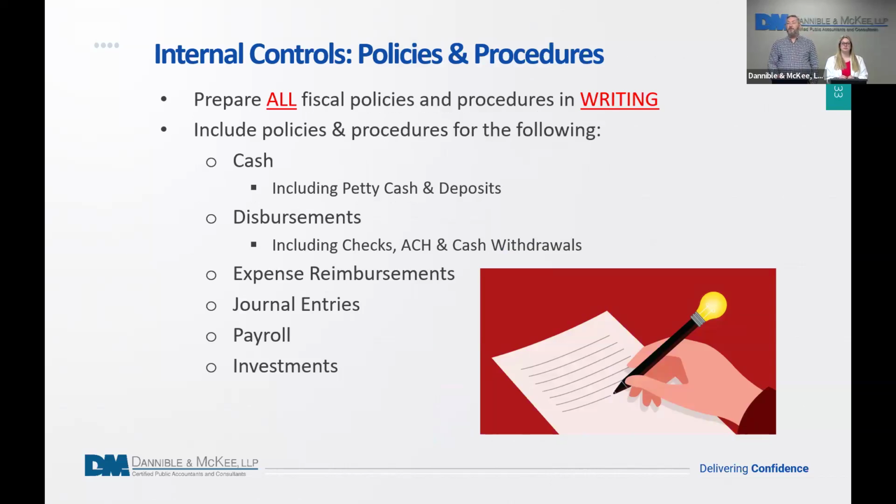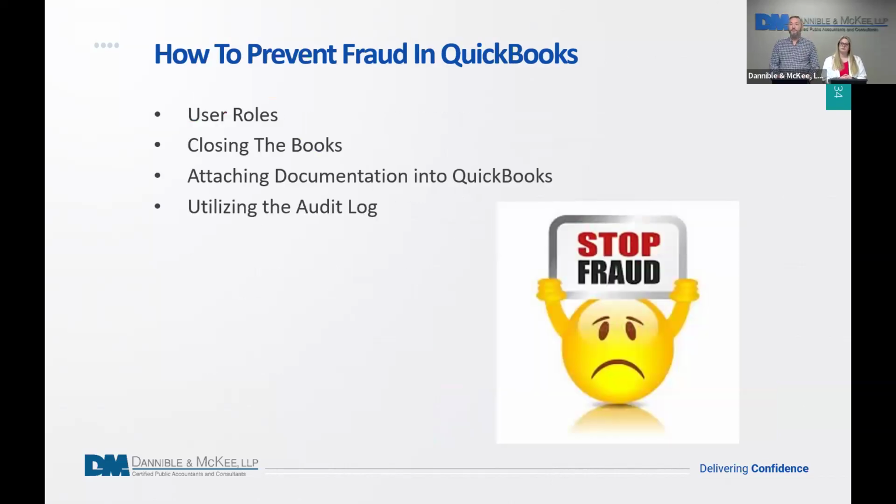Fiscal policies and procedures should obviously be in writing. Make sure everybody knows what your policies and procedures are regarding all of those. Expense reimbursements is a big one, journal entries, payroll, investments.